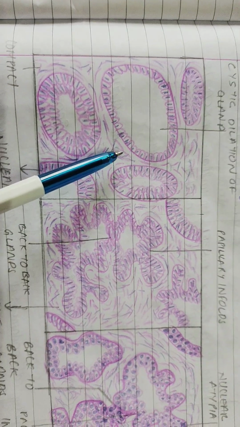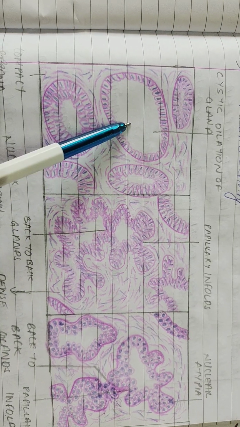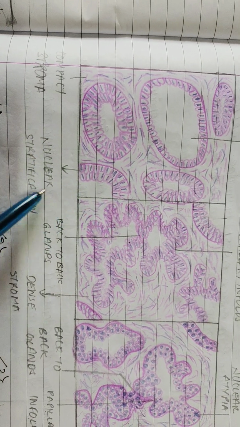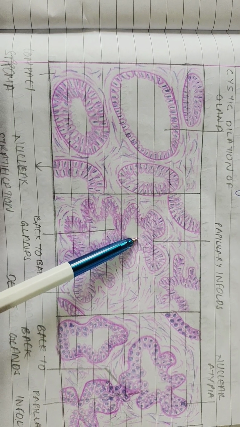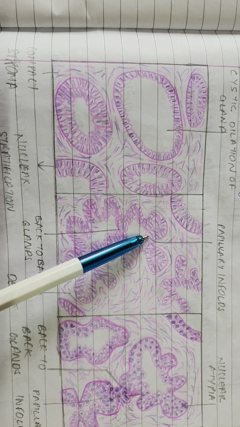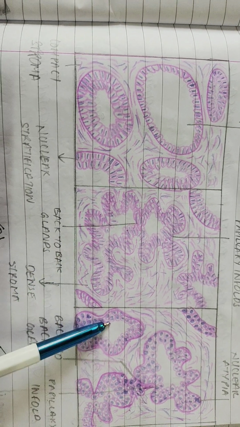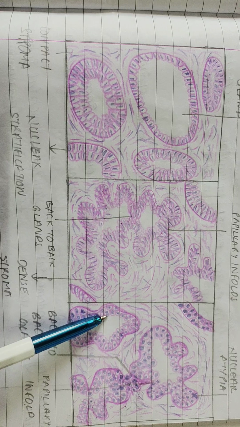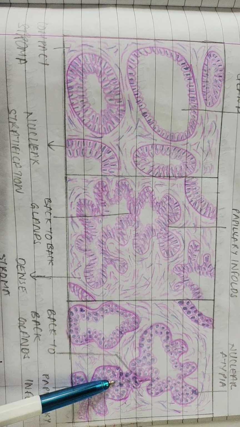Simple hyperplasia without atypia, in which we see cystic dilation of glands, compact stroma, and nuclear stratification. Complex hyperplasia without atypia, in which we see papillary infoldings, back-to-back glands, and dense stroma. Complex hyperplasia with atypia, we see nuclear atypia, back-to-back glands, and papillary infoldings.